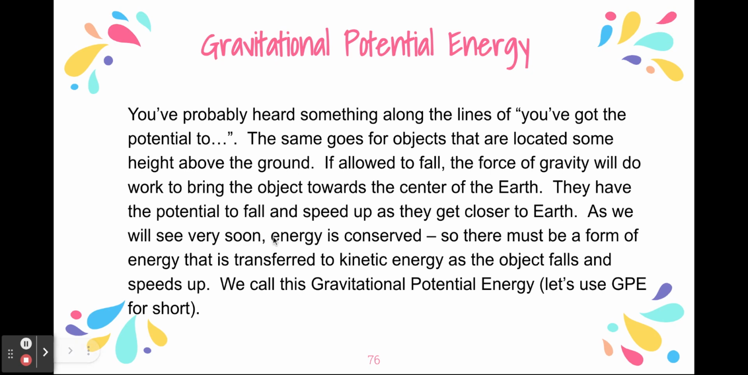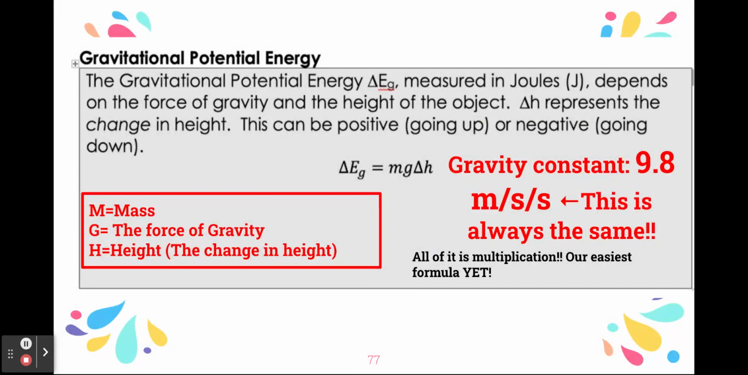As we will see very soon, energy is conserved, so there must be a form of energy that is transferred to kinetic energy as the object falls and speeds up. We call this gravitational potential energy. We're going to use GPE for short. Gravitational potential energy is measured in joules as well. It depends on the force of gravity and the height of the object.